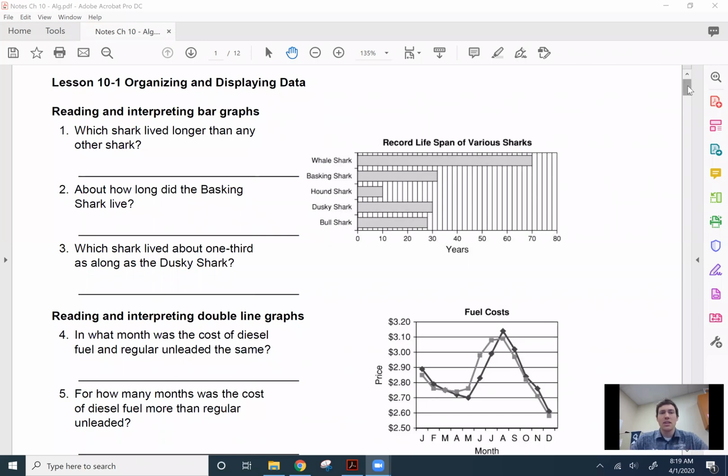So for this, we're just going to be looking at charts. Like this first one says, looking at this chart right here, which shark lived longer than any other shark? So if we're looking at, these are different types of sharks right here. And if this is the years, it appears that right here, the whale shark lived longer than any other. And it said about how long did the basking shark live? So you look at basking shark. See right here.